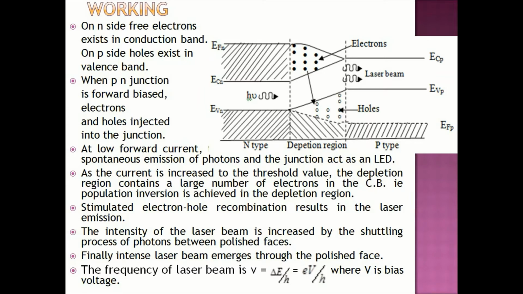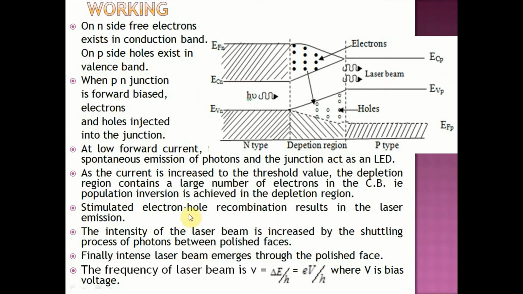Now we are going to increase the amount of current, that means the depletion region contains a larger number of electrons in the conduction band. So the conduction band will have a larger number of electrons. That means population inversion is achieved. That means the pumping process has been done.